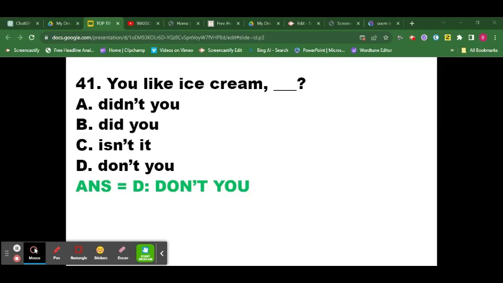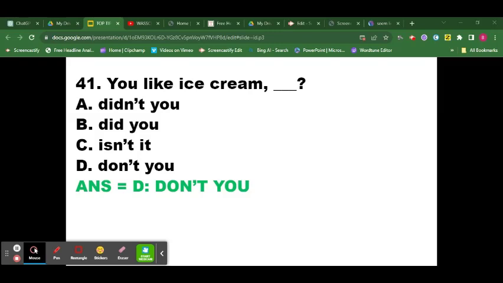And that is why it is don't you. Okay, don't you is negative. You like ice cream is positive. So it is positive, negative.